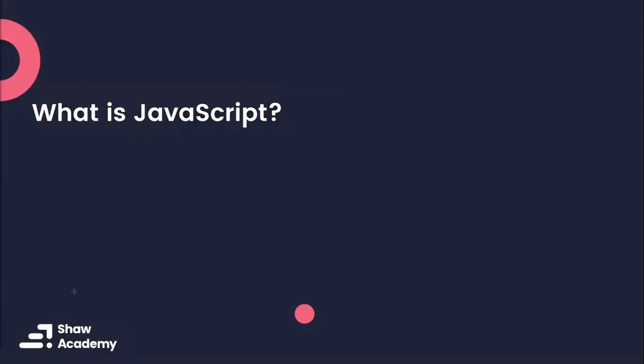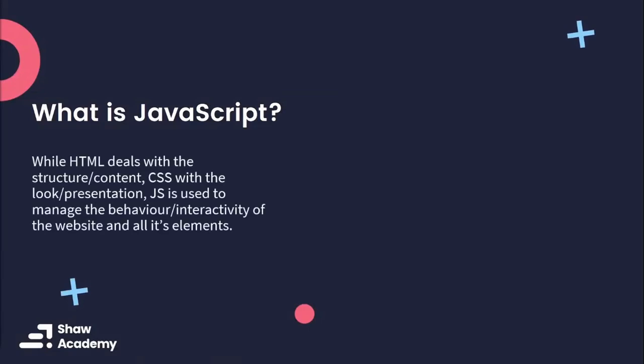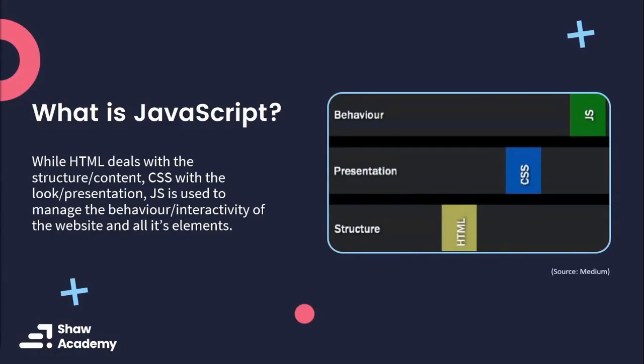So the first question that might come to mind is, what is JavaScript then? Well, JavaScript is essentially a language that focuses on the behavior of a web page or a website. Now, while CSS deals with the presentation and HTML deals with the structure and the content of a website, JavaScript focuses on the behavior. And I don't think that's any better said than with this visual illustration that we have.